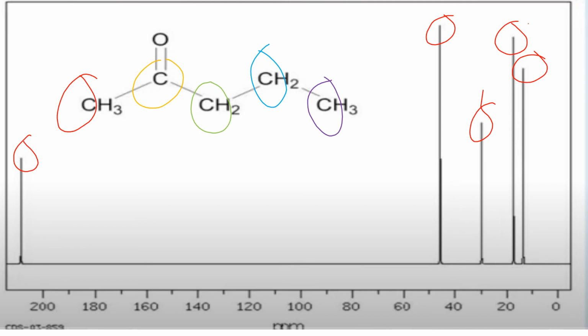We ignore the oxygen right there. We don't have anything to do with it because it's not a carbon. We ignore the hydrogens because they are not carbons. All we're looking at here is carbons. You count the number of peaks, and that tells you how many carbon environments are present.